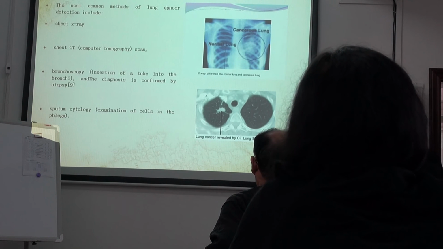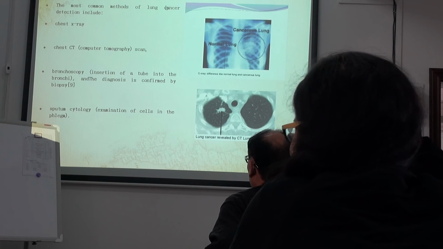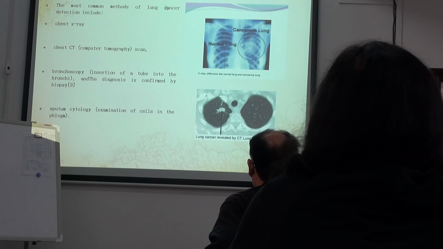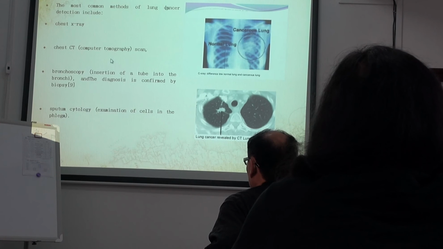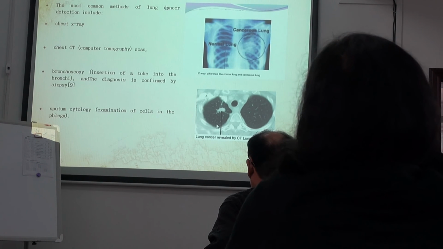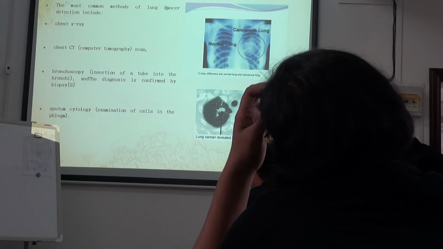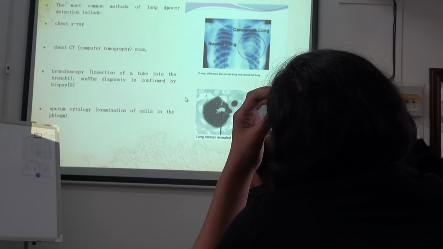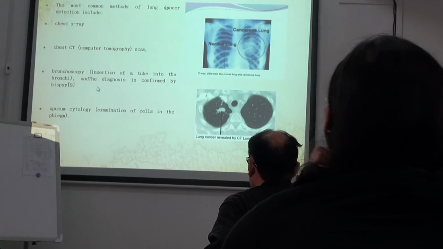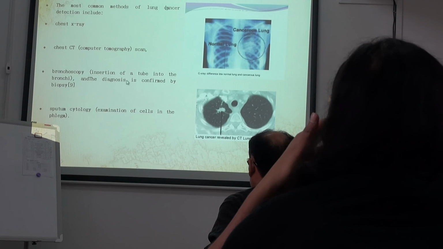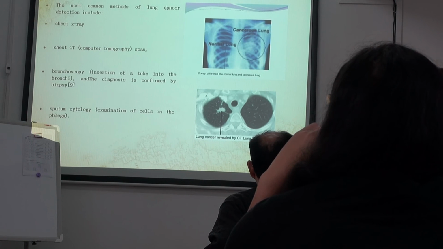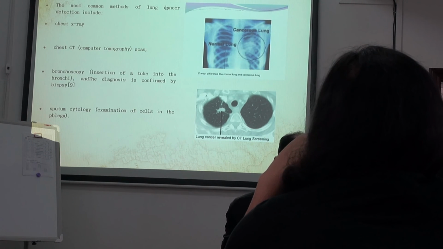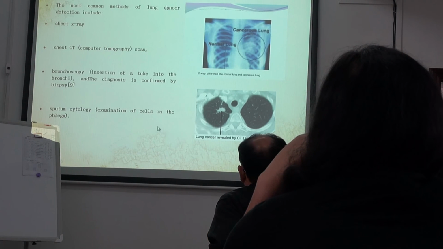Yes, Rahul. Okay. And CT. So this is how we can see it in the X-ray. It's a high density, something like this. Okay. And in CT we can see the tumor very clearly like this. And another thing is bronchoscopy. Bronchoscopy, and biopsy through bronchoscopy will mostly help. We can know definitely whether there is a cancer or not. And sputum cytology, examination of cells in the phlegm.